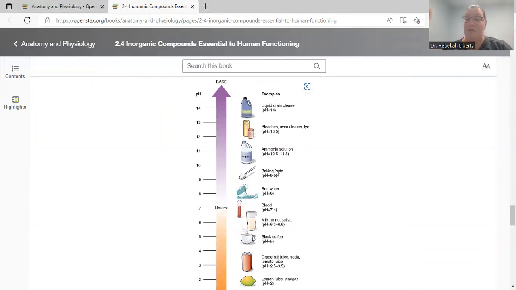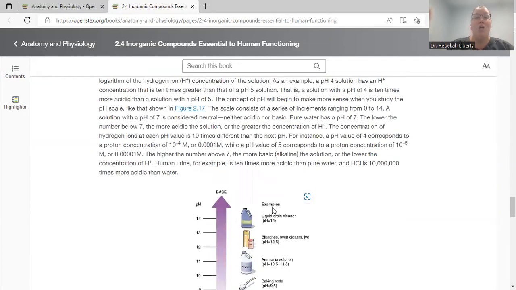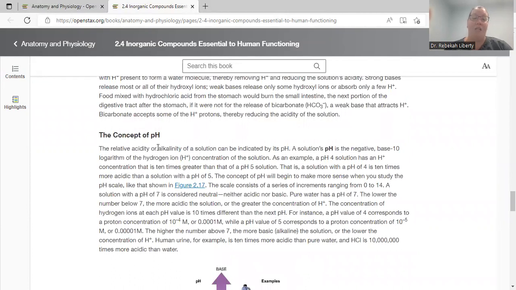Ammonia, baking soda, pH of 9.5. Seawater, pH of 8. Blood, its pH is 7.4, so it's just slightly basic. Note that there's another word here, the alkalinity. So alkaline is just another term for base or basic. So you'll just have to kind of equate that in your head, that there's another word to make sure that you understand. You've heard of alkaline batteries. So alkaline, basic, those are the hydrogen acceptors.